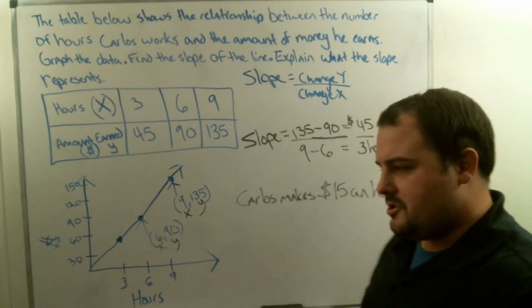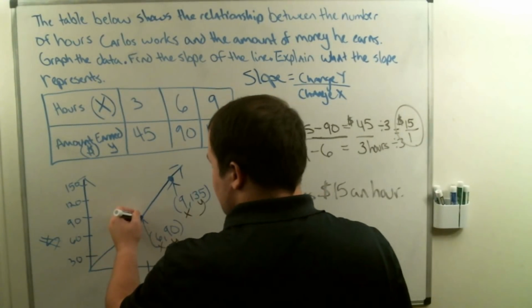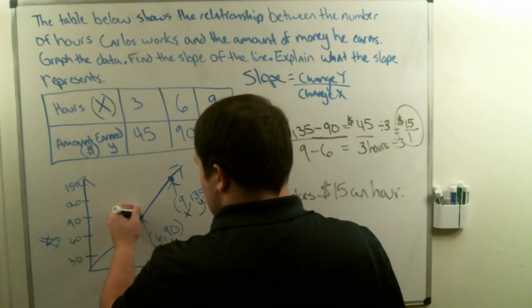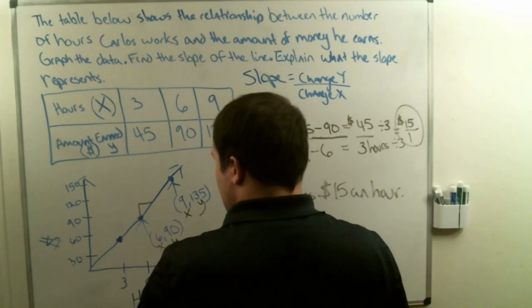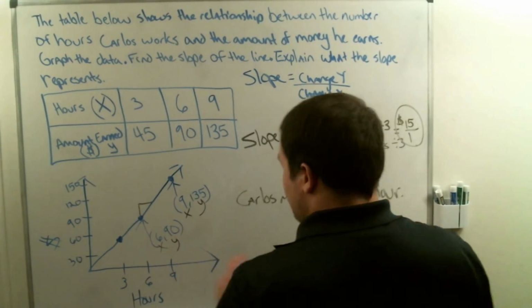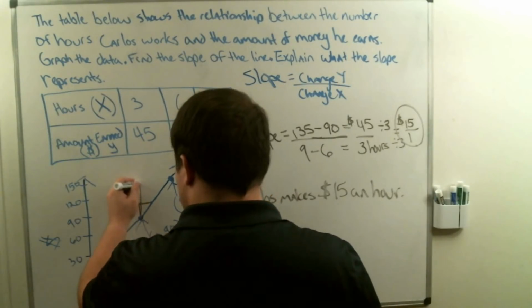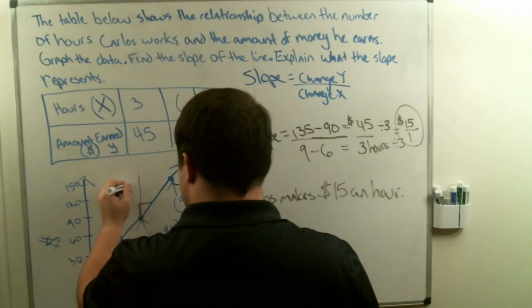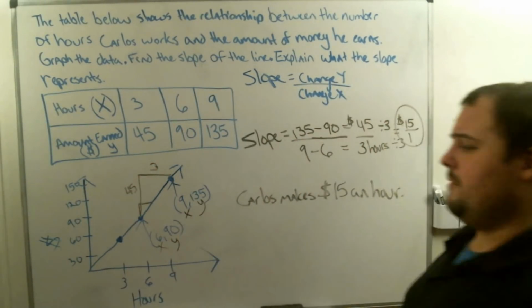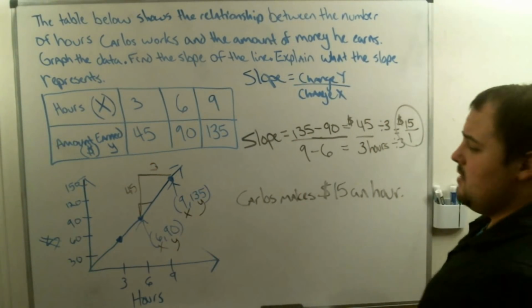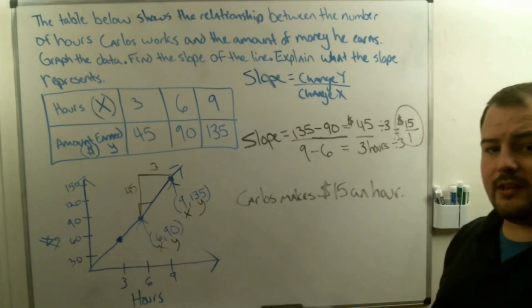And that's what it really is explaining to us, that Carlos makes $15 an hour. And I could always check too if I go up 15 from 90. So 105 and I go over 1, I would be there. Or if I went up 45 from 90, so 90 plus 45, and I go over 3, I'd be right back to where I was. So 45 over 3 or 15 over 1, I'll still be right back on that line.